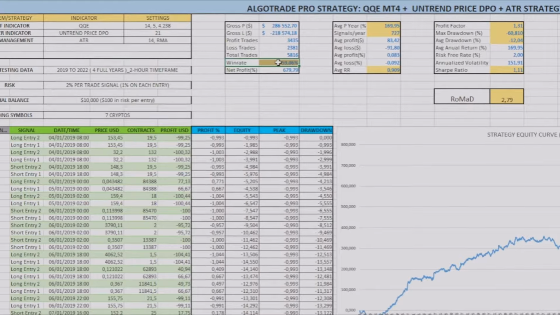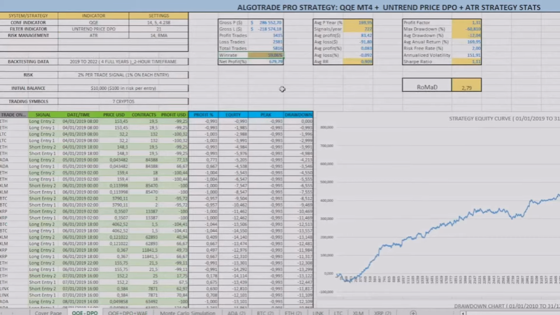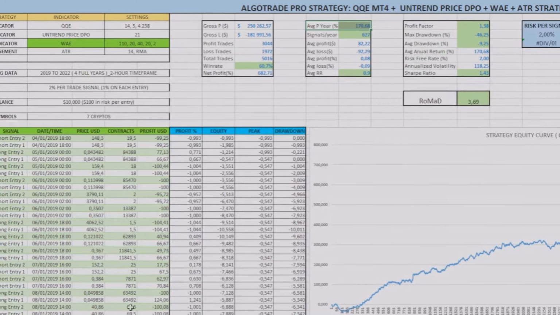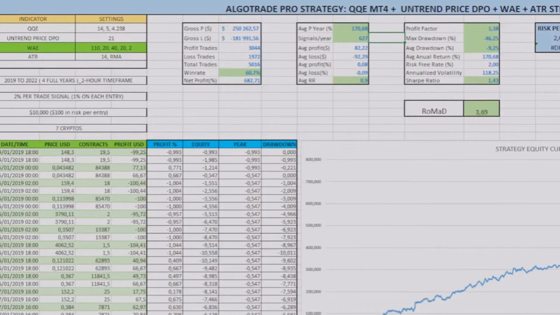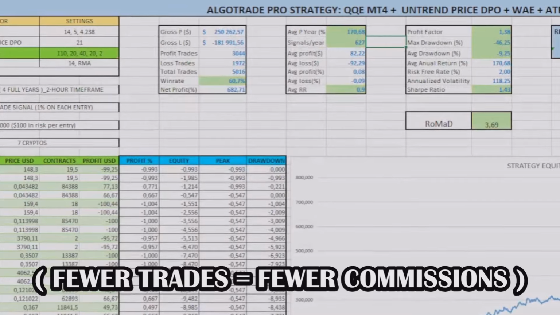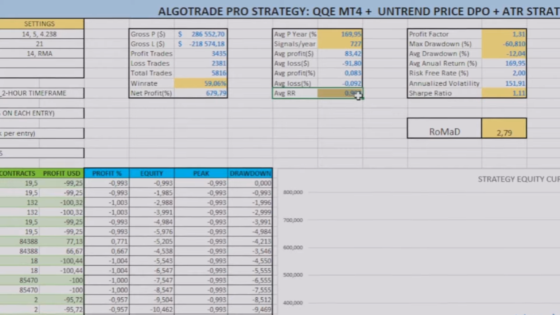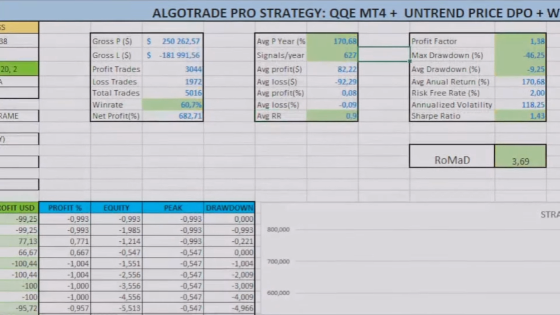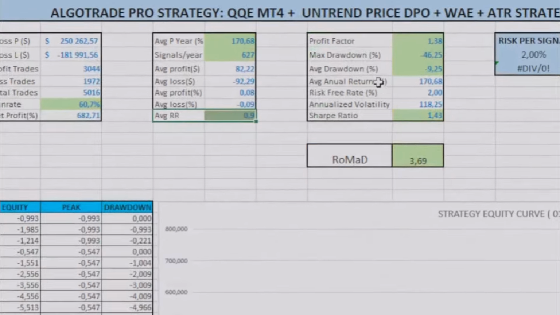Regarding the win rate, it improved from 59.06 to 60.70%. Regarding the net profit, it improved just by 1%, but we can see that the number of trades to reach that profit was smaller, about 15% less, which is amazing. Remember, fewer trades mean fewer commissions and swaps, so this is an incredible change in our strategy. The fact that we maintain the net profit with few trades. Regarding the average risk-to-reward ratio, it stayed practically the same, and the profit factor improved a little bit.